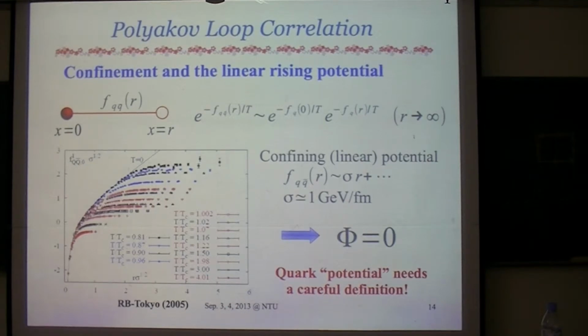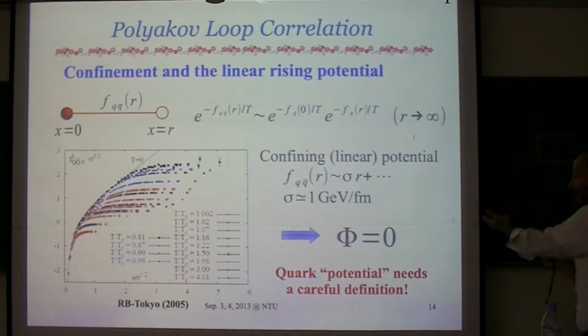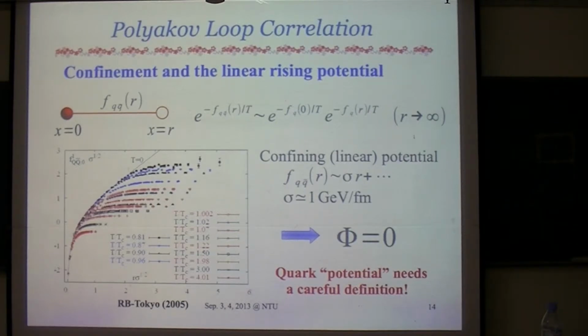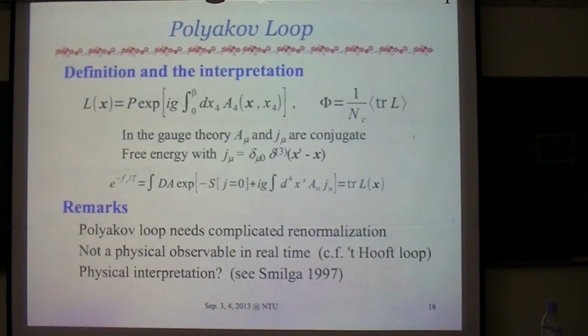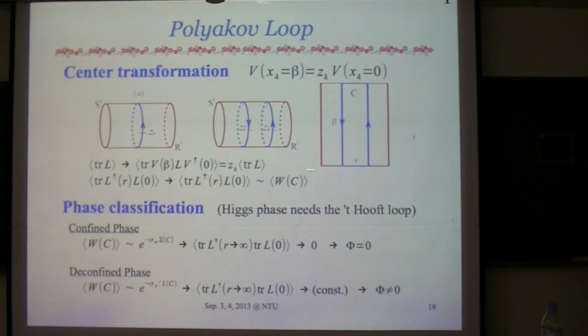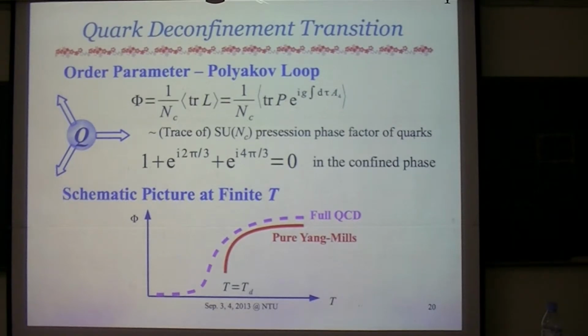So the intuitive physics I explained on this slide is completely realized in this form in the field theoretical manner. And in the deconfined phase, this obeys the perimeter law, and so even for infinitely separated quarks the correlation function goes to something non-zero, and so the Polyakov loop expectation value is something non-zero too. And so the Polyakov loop is the order parameter for deconfinement.